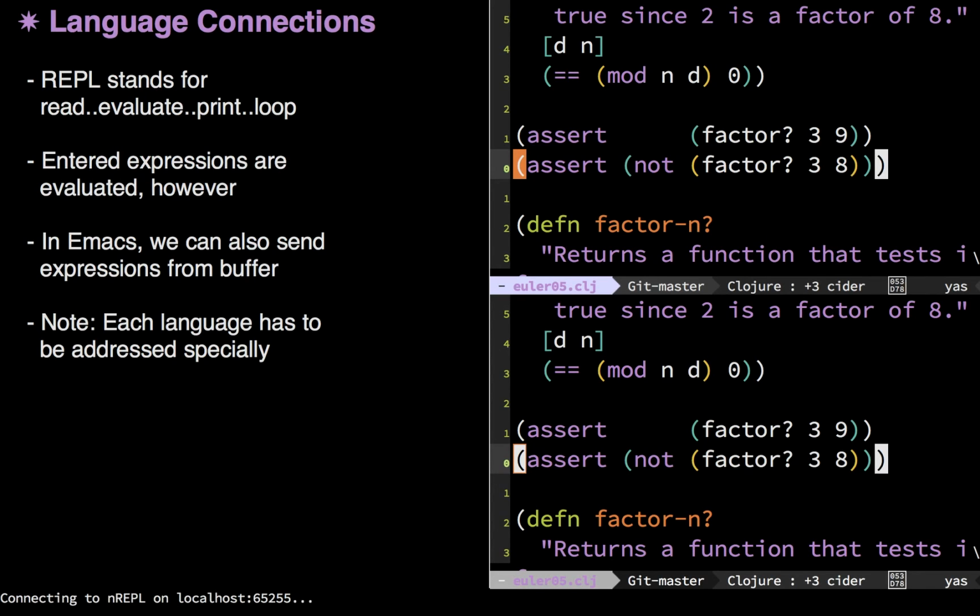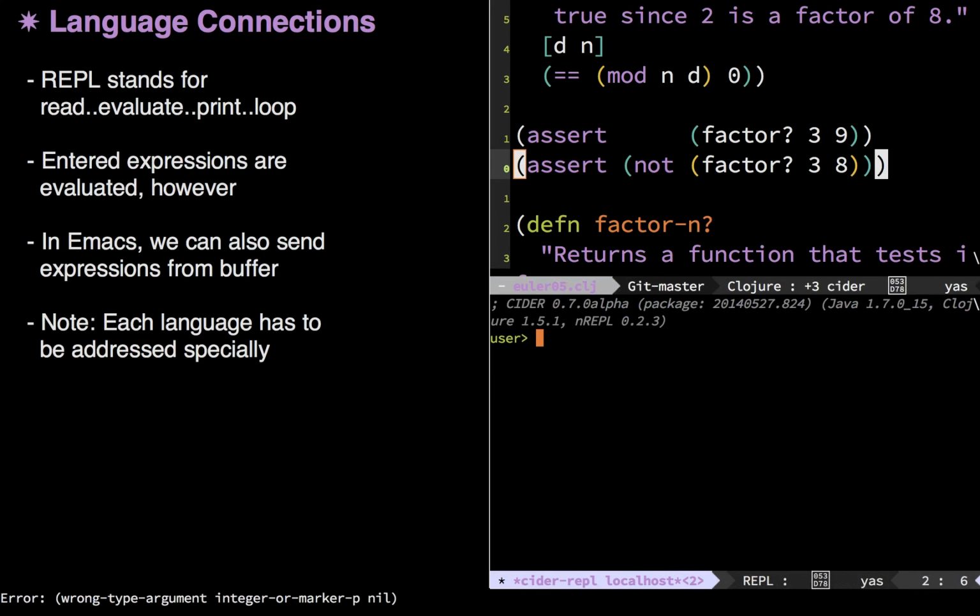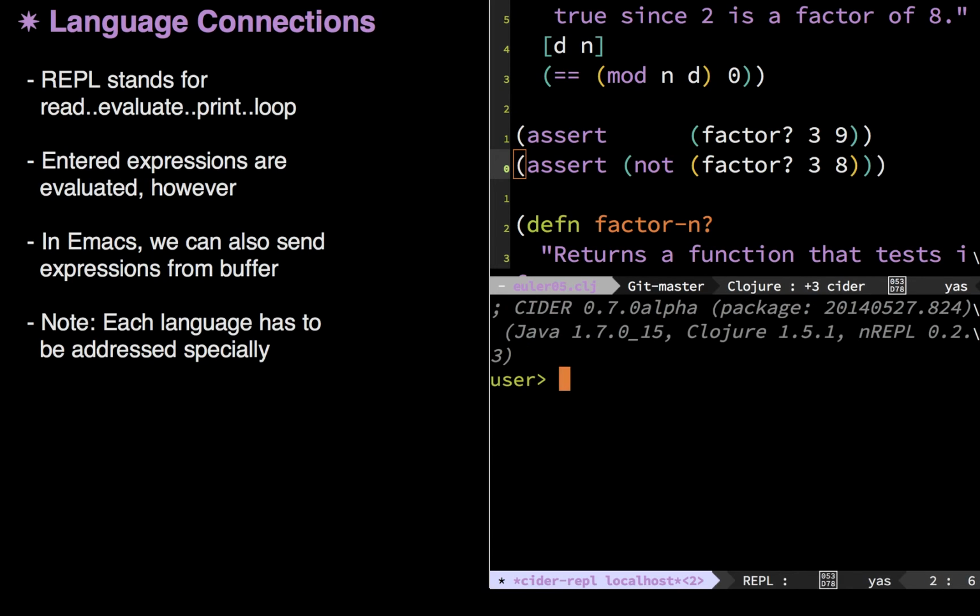Now another feature that Emacs uses quite a bit is the concept of a REPL. Now a REPL, you may be familiar with it. It stands for read, evaluate, print, and then loop. What it does is it allows you to start up some engine in some other language and run commands in it. Now in this case, I'm using a language called Clojure. Let me make this REPL a little bigger.